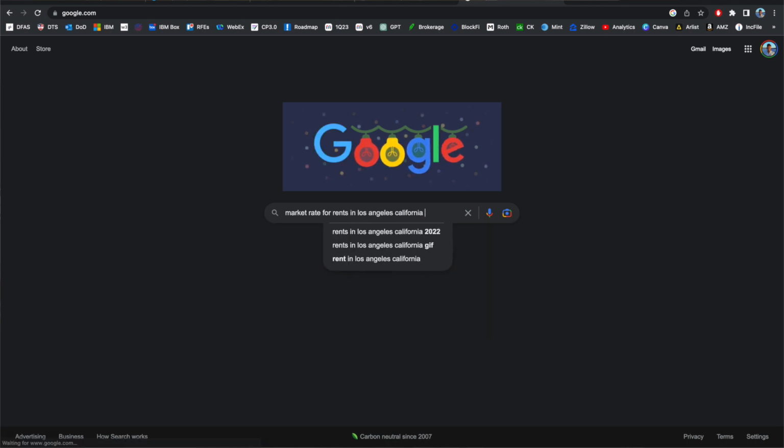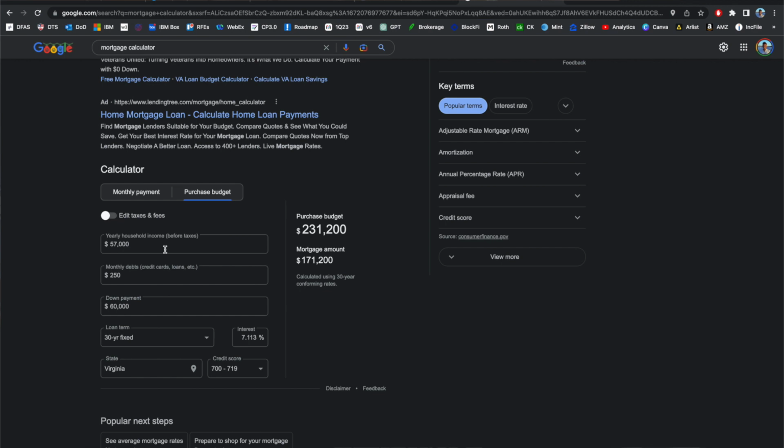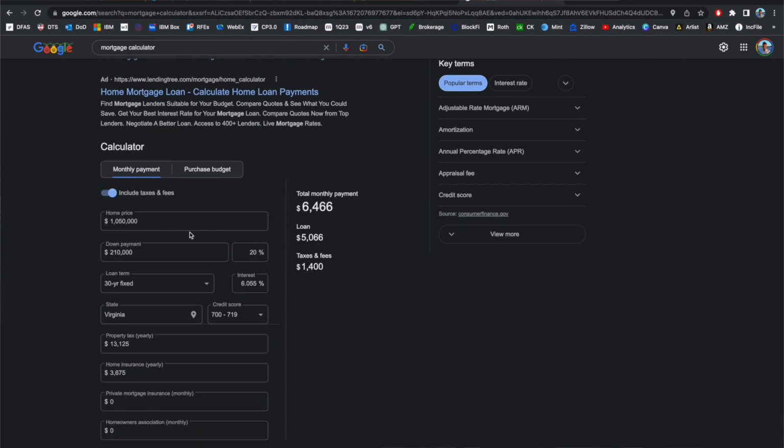The homework you need to do on your end before you actually purchase a rental is calculating what the rents are at market rate in the area, as well as the monthly payment you're going to have for purchasing the property at the current interest rate, as well as considering the down payment that you're putting down on the property.